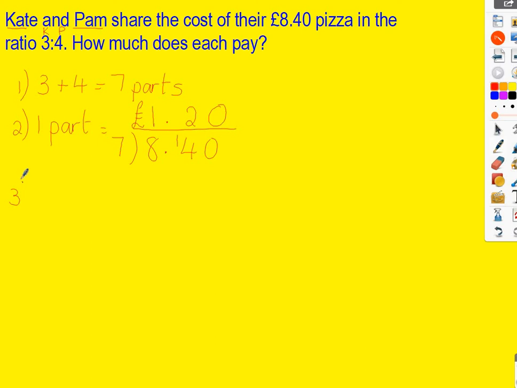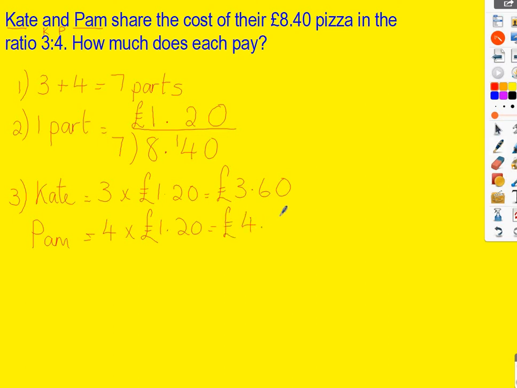And we need to find out how much each of these girls are going to pay. So we take Kate first of all. She pays for 3 parts of the meal. So that's 3 times 1 part, 3 times £1.20, which gives you £3.60. Pam is paying for 4 parts of the meal, so that's 4 times 1 part, 4 times £1.20, which is £4.80.